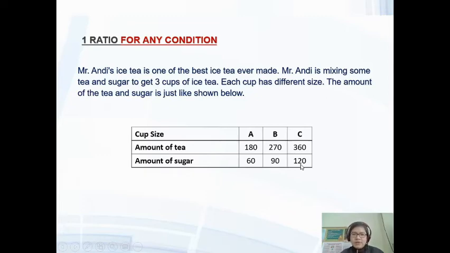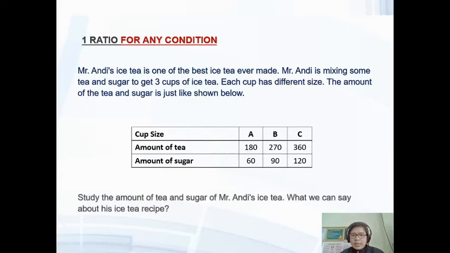So this is the table of the amount of tea and amount of sugar in each cup. We have cup A, cup B, cup C. Amount of the tea in gram, and also the sugar in gram. Okay, the tea is 180, sugar is 60, tea 270, sugar 90, tea 360, and sugar 120. This is in each cup. Okay, so we are going to study the amount of the tea and sugar in each cup. What can we say about the secret recipe of this best iced tea ever made?